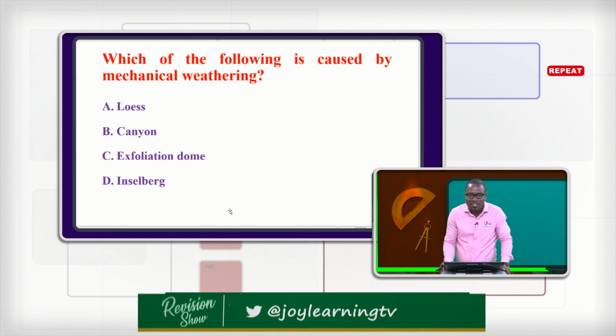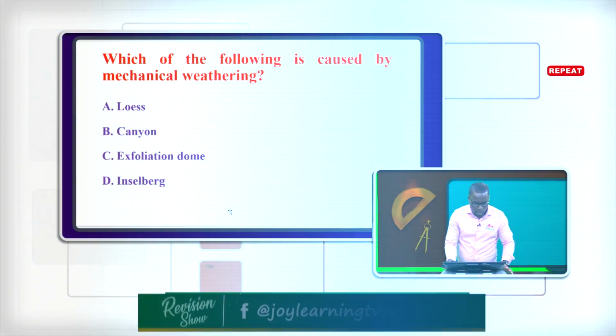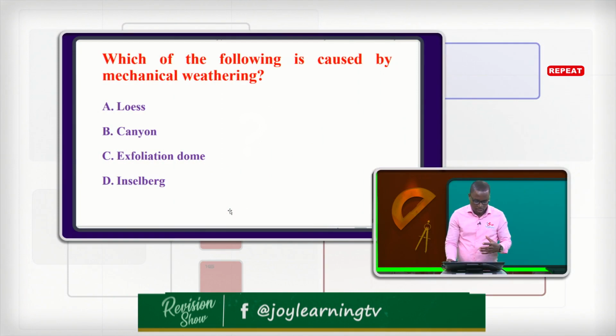Cletus, are you there? Hello? Which one is the answer? Please, I should repeat the question for you, right? Should I repeat it for you? Hello? Yeah, hello, I can hear you. Should I read out the question to you again? Yes. Okay, Cletus, pay rapt attention. Which of the following is caused by mechanical weathering? But you understand mechanical weathering? A. Loess. B. Canyon. C. Exfoliation dome. D. Inselberg. Which one is the answer?